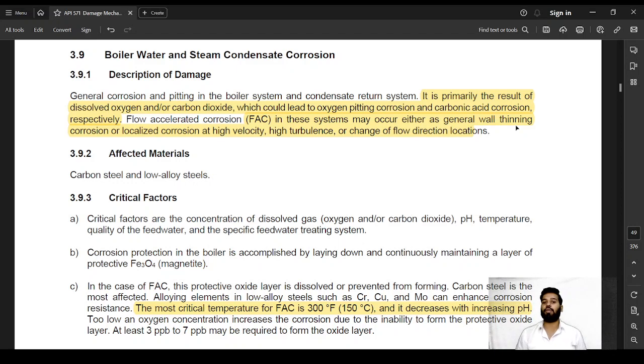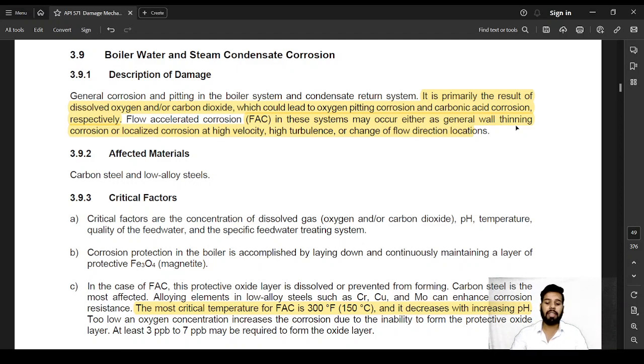Flow accelerated corrosion in the system may occur either as general wall thinning or localized corrosion at high velocity, high turbulence and change of flow directions. This kind of corrosion generally has an appearance which is very common to erosion corrosion. Wherever there is a high velocity flow, wherever the flow is changing its direction, in that area you will see localized thinning or general thinning, which will have very deep grooves associated with it. We'll talk about this when I show you the picture, but it will have grooves associated with it in the direction of the flow.